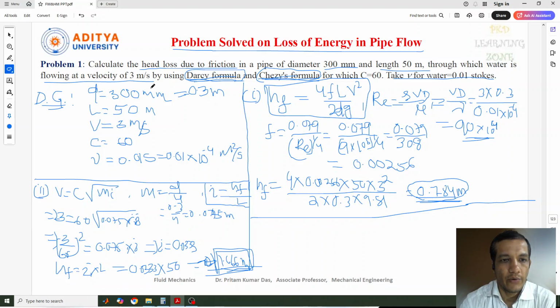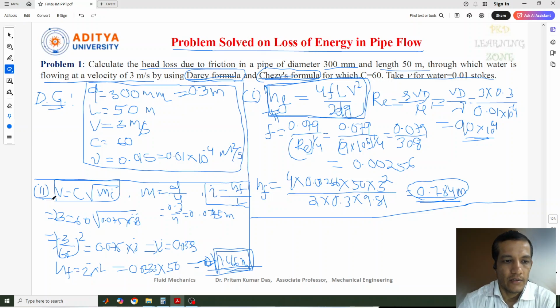It is a very simple question. You only need to identify the data given. Then if you know the formula, you can easily implement it and find out the value. This formula we have already derived in our previous lectures, and this one we found from our previous derivations. So I hope you understand this problem.